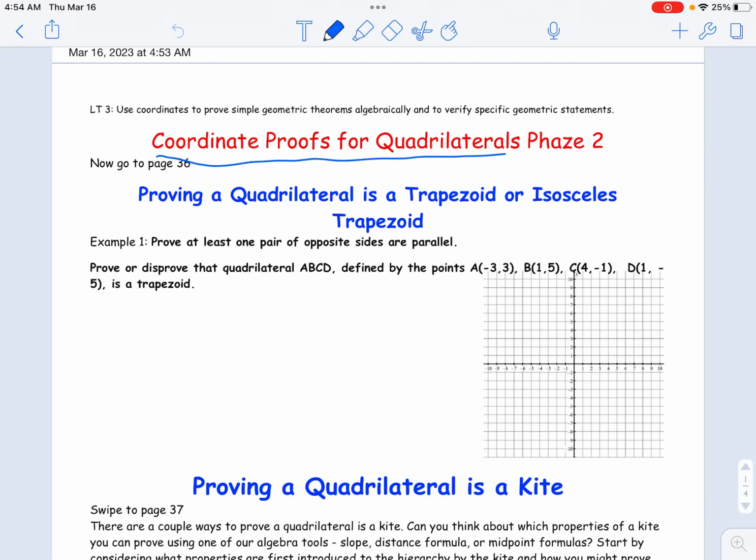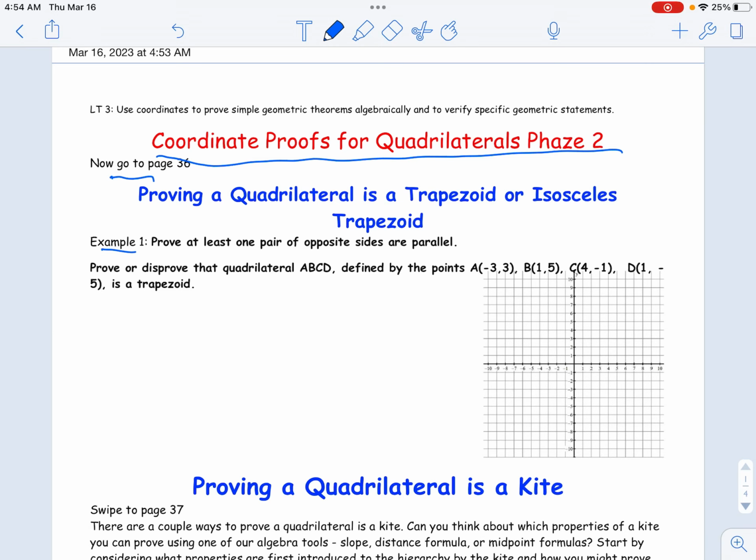Okay, so we're going to be doing coordinate proofs for quadrilaterals. Alright, we can go through the iBook or we can just freestyle like we're going to do. So first we're going to prove a quadrilateral is a trapezoid or isosceles trapezoid. Example 1, we're going to prove at least one pair of opposite sides are parallel.